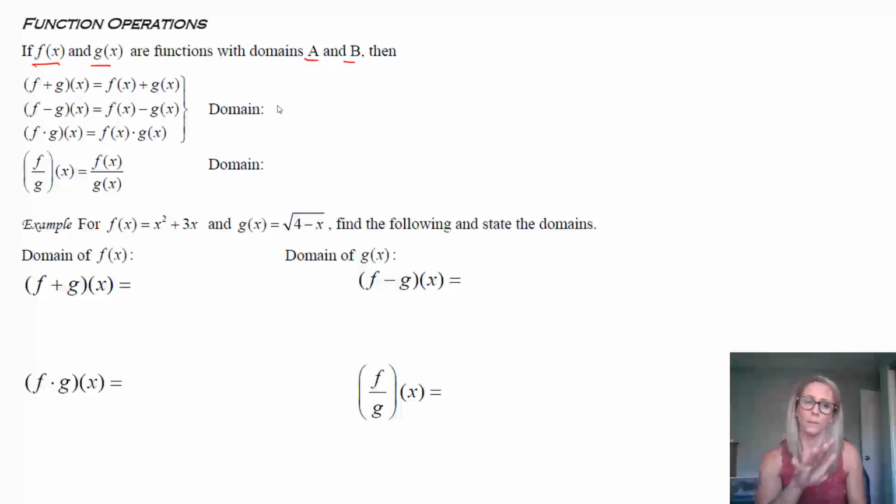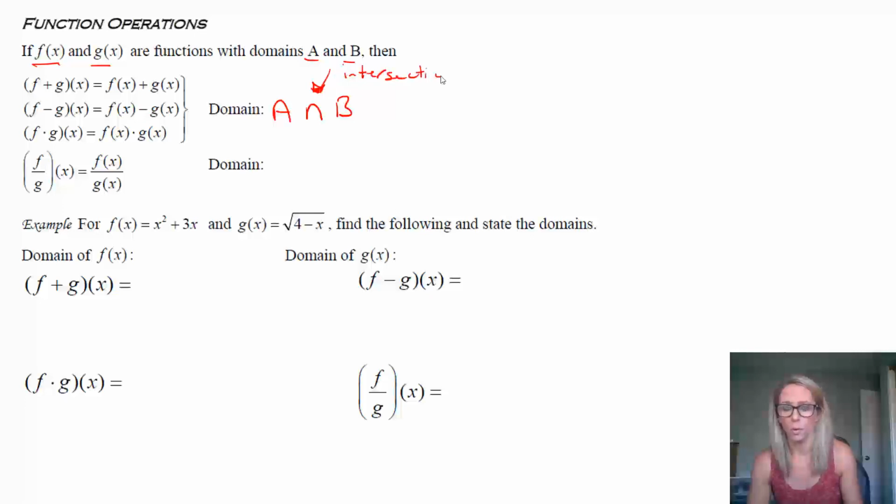When you end up adding, subtracting, or multiplying, your domain is just simply the intersection. That's the symbol that I'm using here. Intersection of the 2 functions' domains. So whatever is in domain A and is also in domain B is now going to be the domain of adding them, subtracting them, or multiplying them together. The only difference when you divide is to think about the fact about g of x. What can g of x not be? Cannot be a 0.